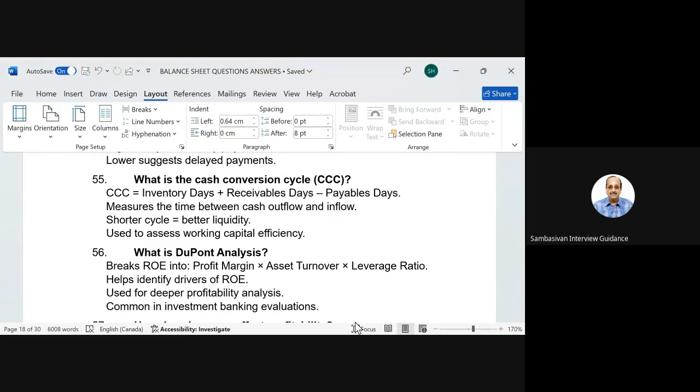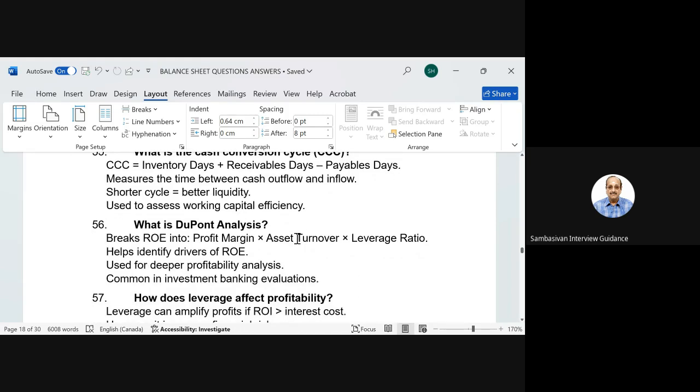I have not read it many times. Inventory days plus receivable days minus payable days measures the time between cash outflow and cash inflow. The shorter the cycle, the better the liquidity; used to assess working capital efficiency. Anyhow, please read it once again, twice. You will understand it well.